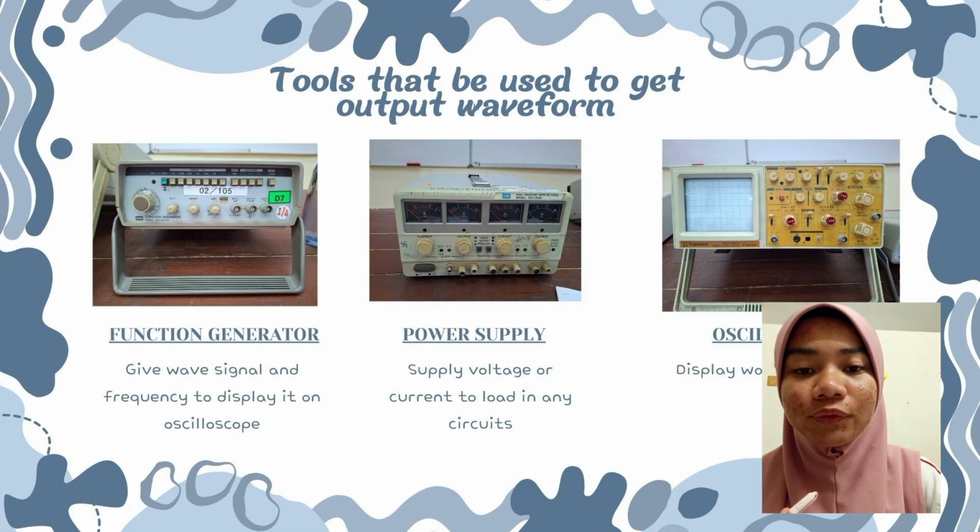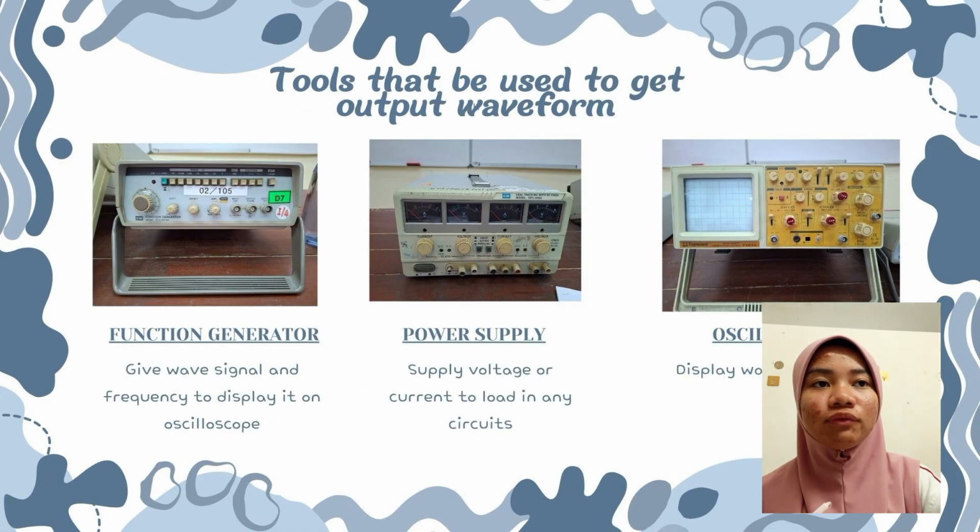Then, we move to the tools that we use to get the output waveform. First, the function generator. The function generator gives a wave signal and frequency to display on the oscilloscope. Two is the power supply. The power supply will supply voltage or current to the load in any circuit. Third, the oscilloscope. The oscilloscope will display the waveform signal.